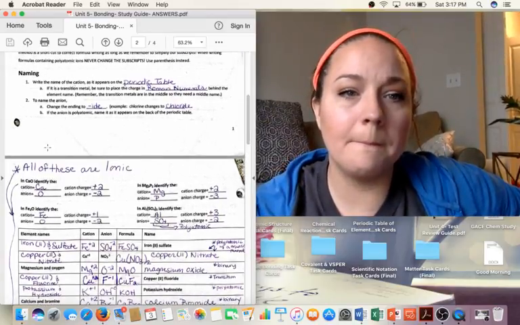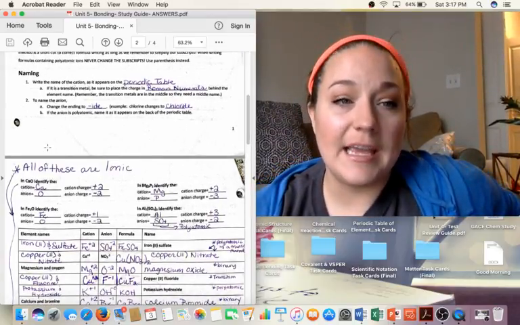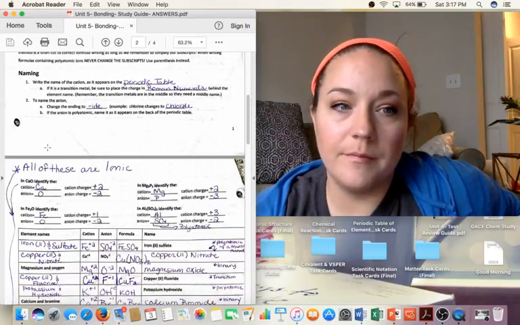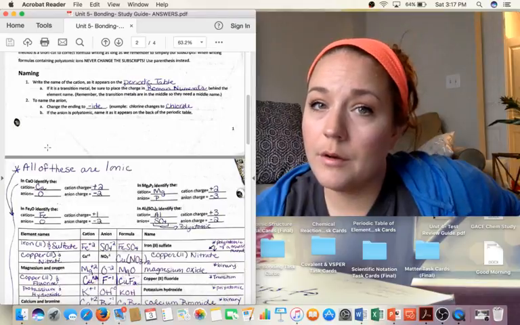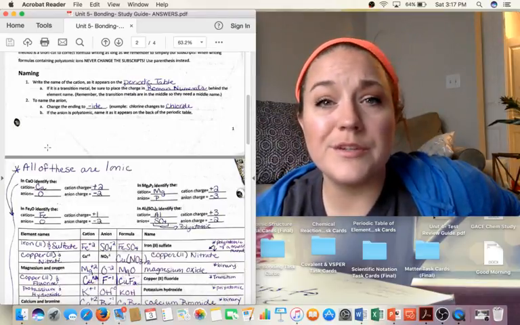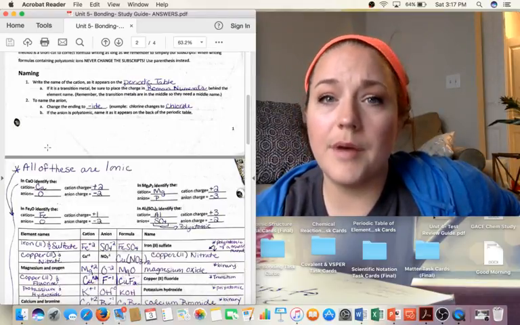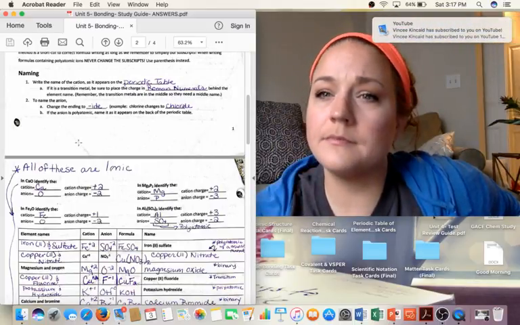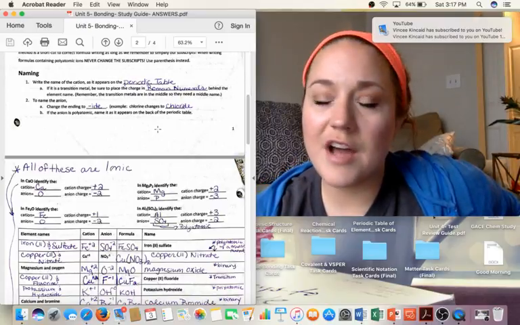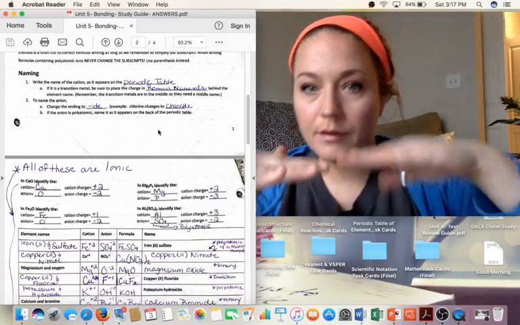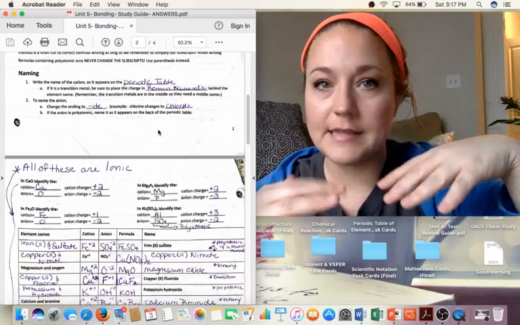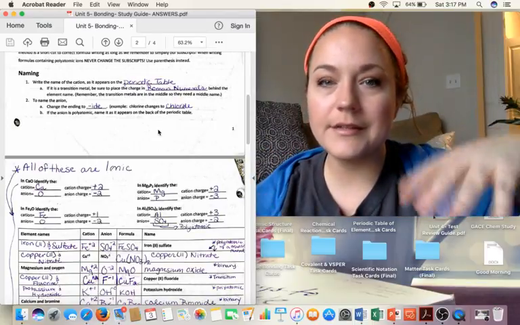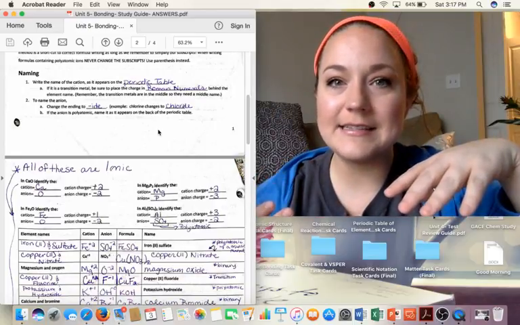All right. So write the name of the cation as it appears on the periodic table. This is important. Remember that we had a few different types of ionic bonds. They're all the same, like ionic formation, but they're not always going to be written exactly the same, like a polyatomic, which you find on the back of your periodic table. Polyatomics, you write as is.